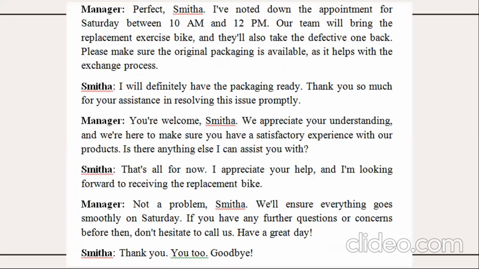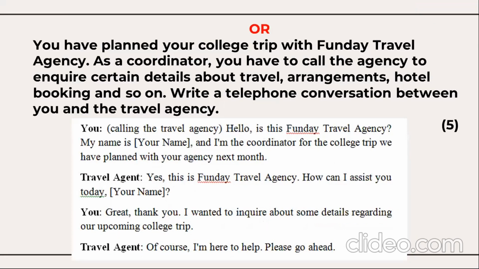While preparing the dialogues, keep in mind, punctuation plays a very important role: comma, apostrophe, full stop. And make the dialogues more in a spoken form rather than in the written form. Now we are moving to another option. You have another option here. You can opt for it if you don't like that question as a dialogue writing.